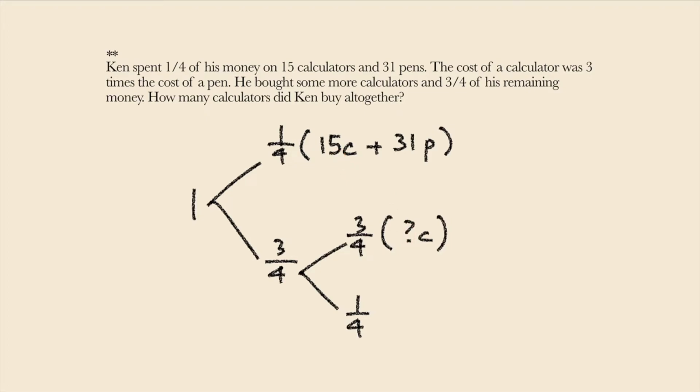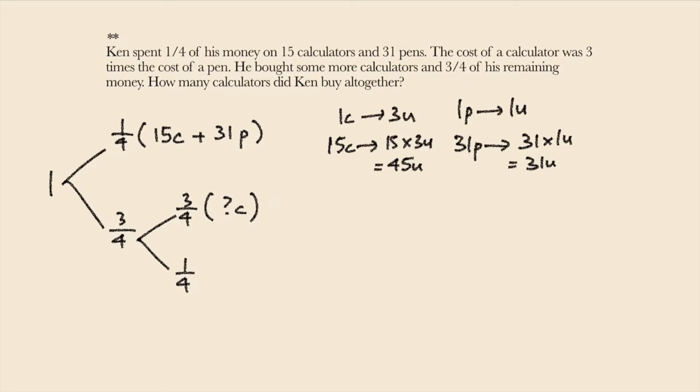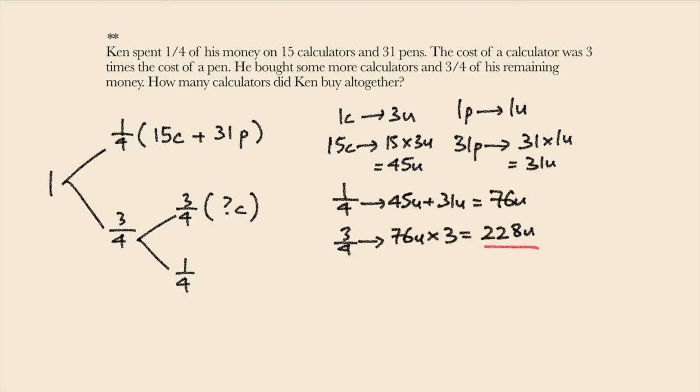Okay, so let's try. What's the first thing that we're going to do? We're going to say that one calculator, let's have it be 3 units. Calculator, 3 times of pen. Pen will be 1 unit. Okay, 15 calculators therefore will be 45 units. And 31 pens therefore will be 31 units. So what can we do here? We can say therefore that 1/4 of the total amount of money would afford us 45U plus 31U, that's 76U. So how many units would 3/4 get us? That's 228 units. That we can write over there.